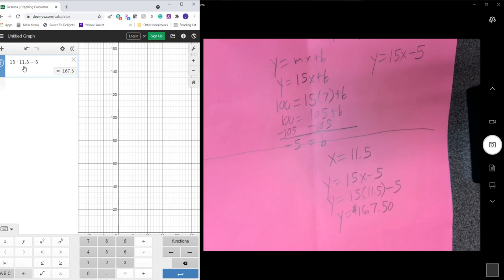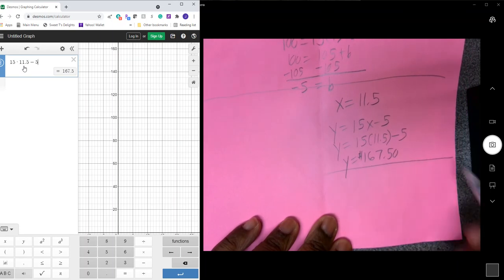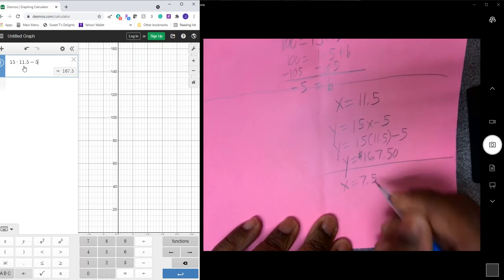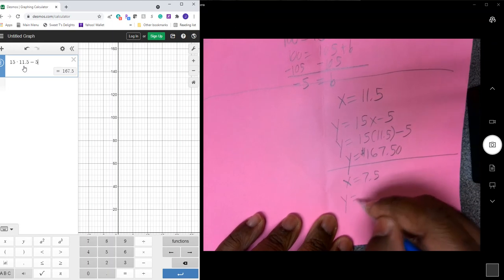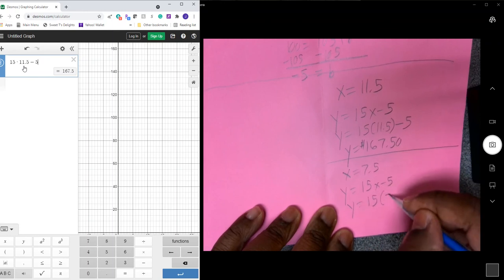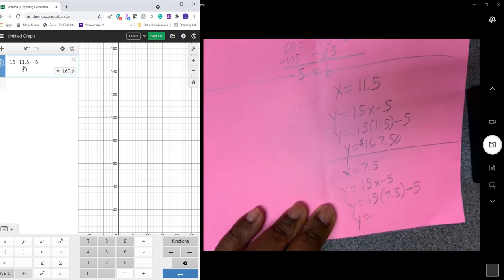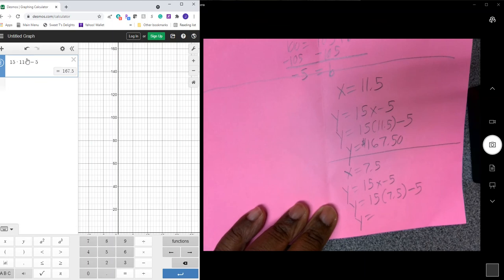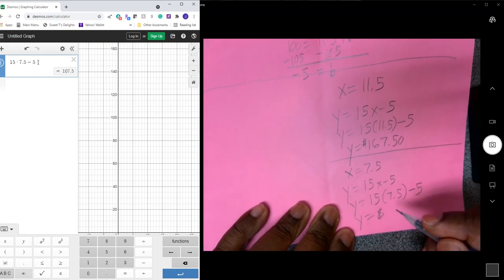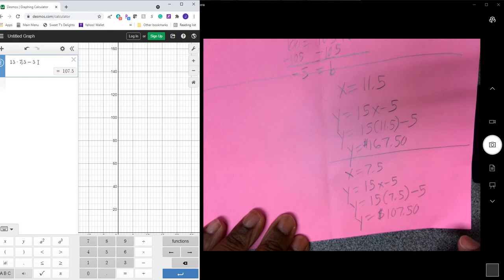Now, if we go back to what you had asked about the 7.5 hours, we could take that same formula. So we have x is equal to 7.5. That's how many hours it is. And we have y is equal to 15x minus 5. So y is equal to 15 times 7.5 minus 5. So now we could put this in here. And one thing I like about Desmos is you could click here and we could just change these hours and make that 7.5, and it gives us the answer here. So it'll be $107.50. So that's basically how this formula works.